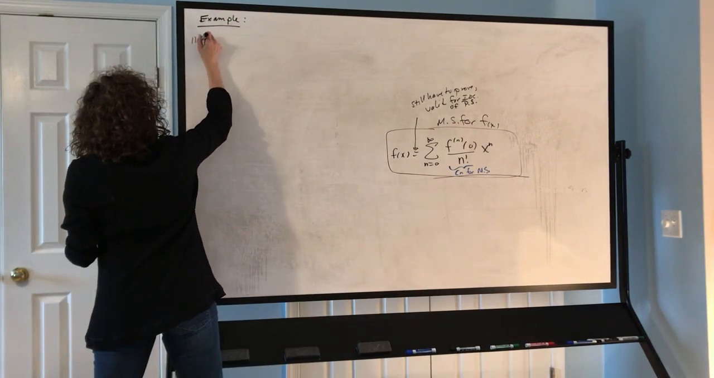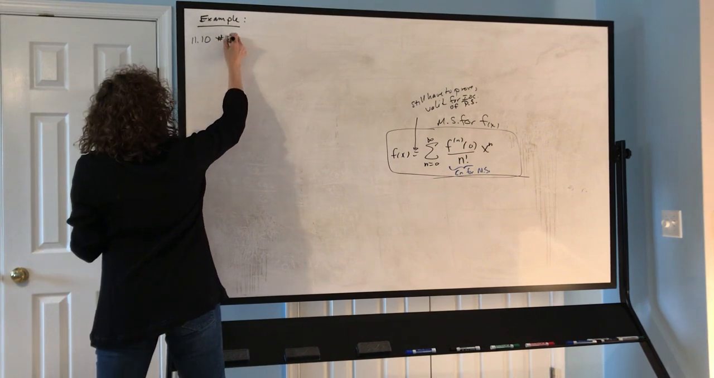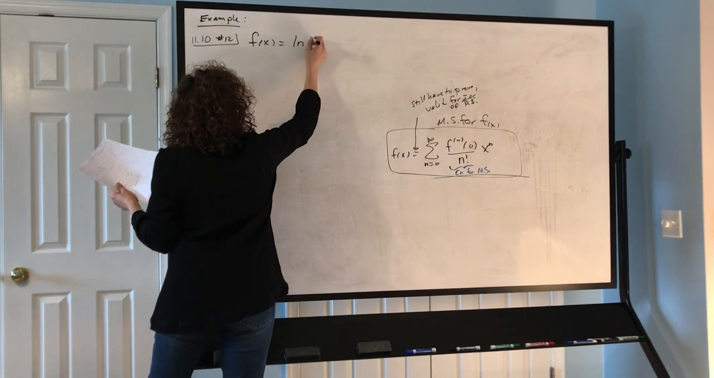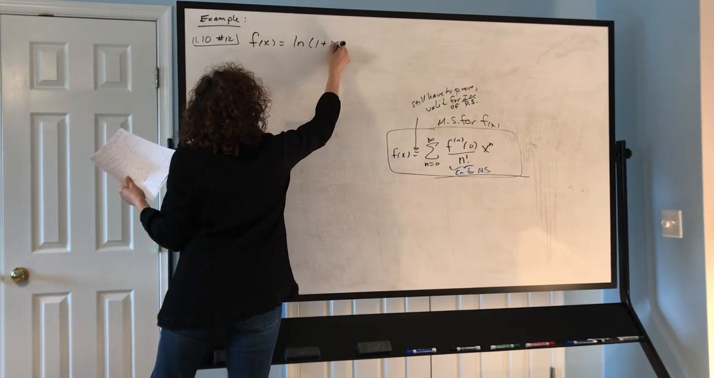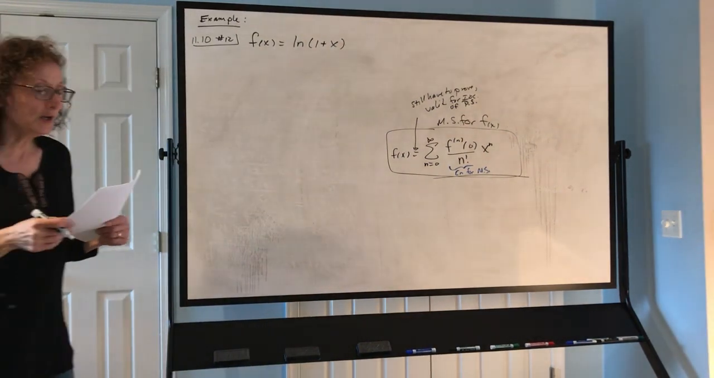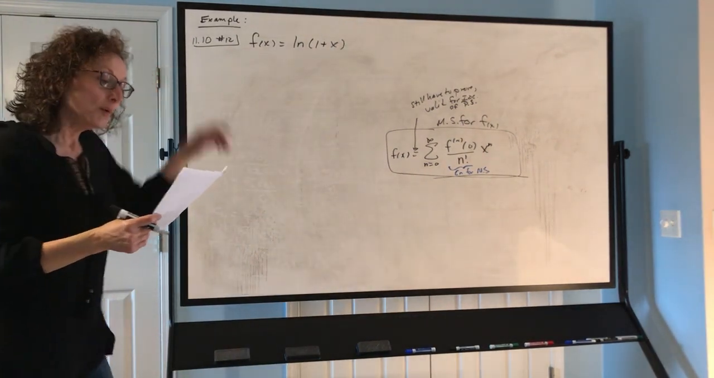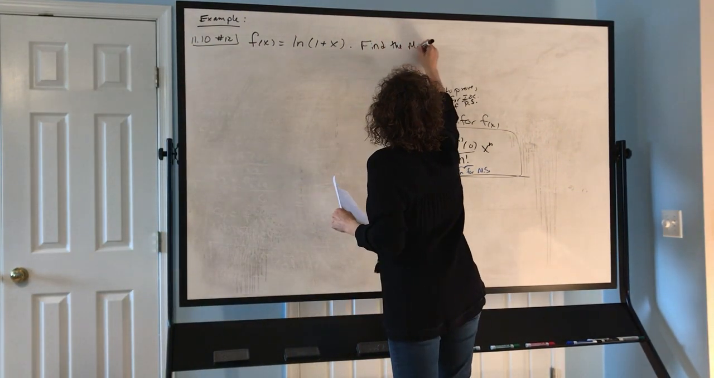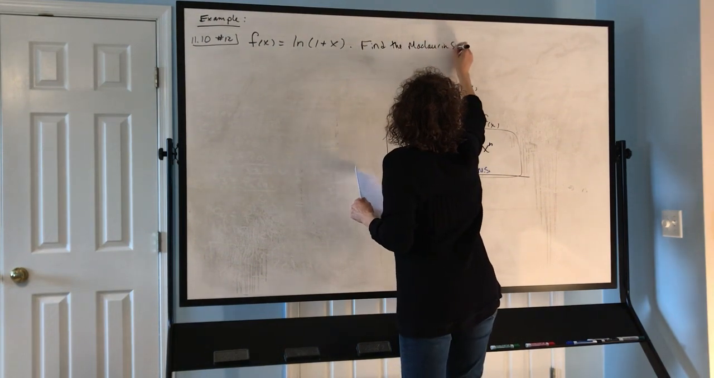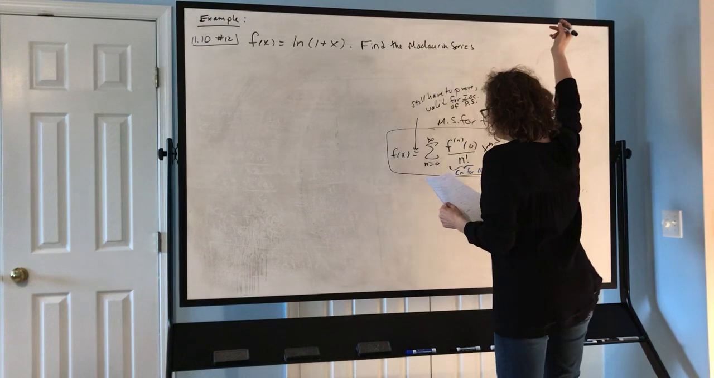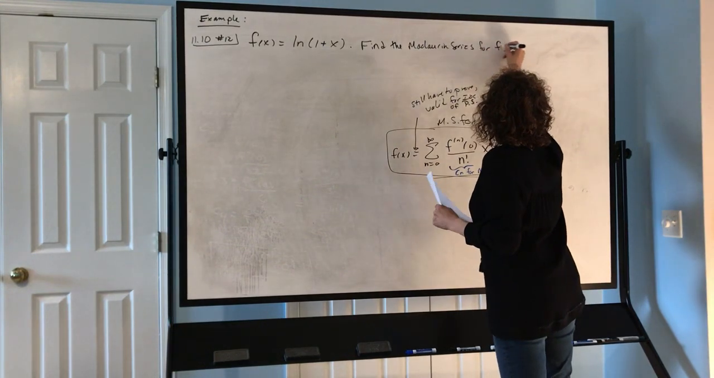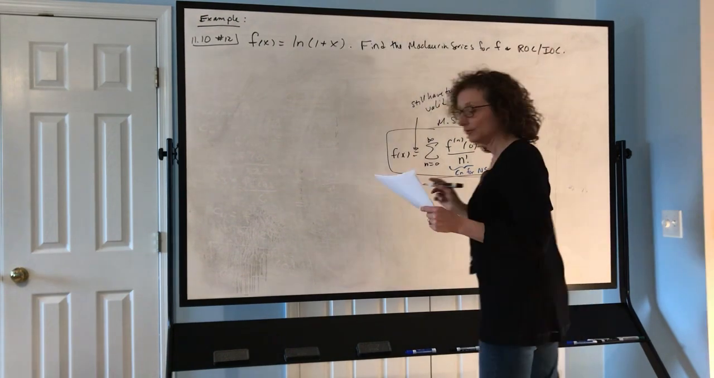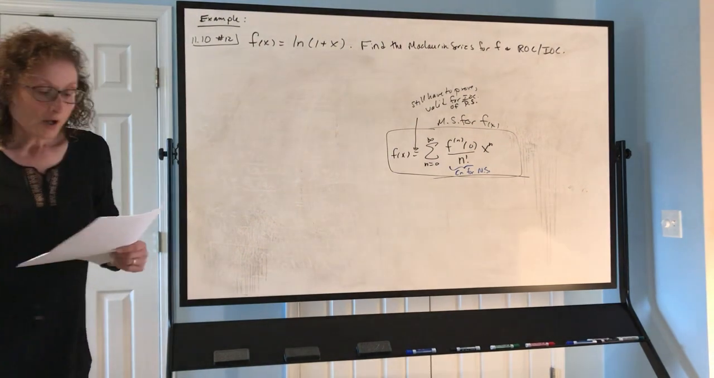Let's look at 11.10, number 12. Our f of x is the natural log of 1 plus x. We want to find the Maclaurin series, and let's find the radius of convergence and interval of convergence as well.